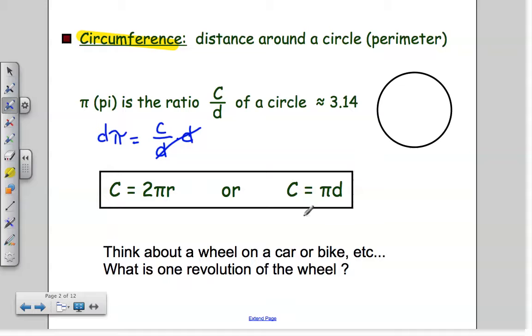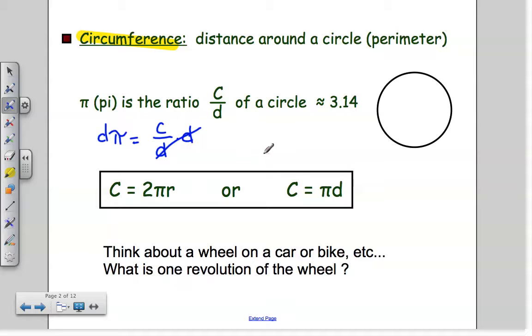And that version is right here. Or you can say circumference is 2 times pi times radius. Now, why are these the same formula? Well, isn't 2 times radius the same as diameter? Okay, so circumference is either 2 pi r, 2 times pi times radius, or pi times d, pi times diameter. Again, same formula.